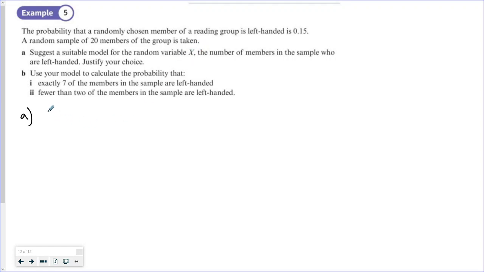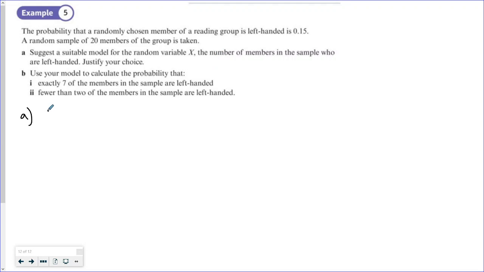So we've got 20 trials. You can think about this as 20 trials, where each trial is we ask one person whether they're left-handed or not. And each person is either left-handed or not left-handed. So the 20 trials are the 20 members, and here success is going to be left-handed, because we're counting how many successes we have, how many left-handed people we have.